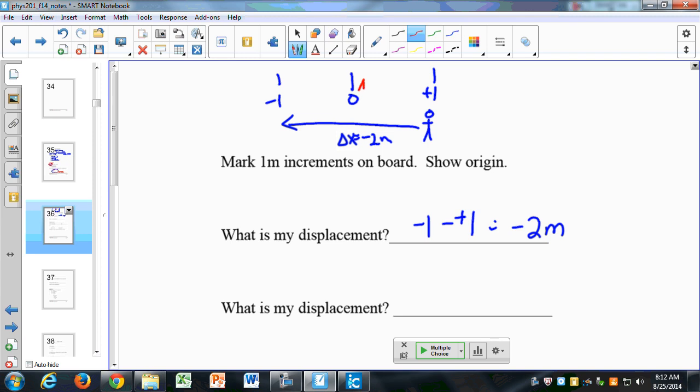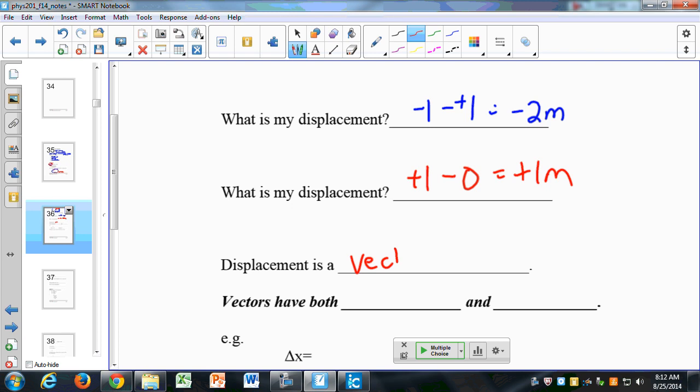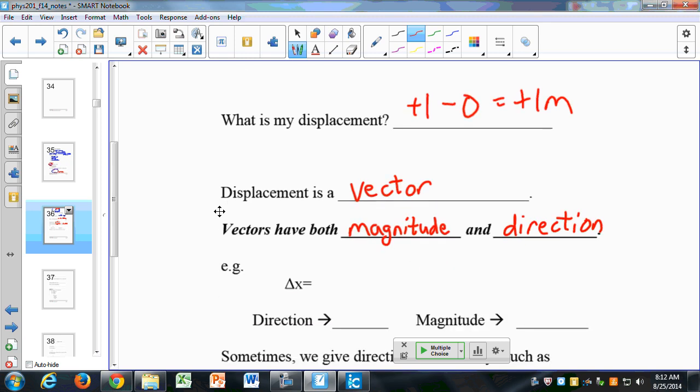But if I start, say, right here and go to there, then my displacement is +1 minus 0, which is +1 meters. So as I said, displacement is a vector quantity, and vectors have both magnitude and direction. In Chapter 3, we'll deal with direction more rigorously, but in this chapter, we're just going to deal with a one-dimensional coordinate system. So our direction is either going to be positive or negative. So in this case, let's say that we had delta x equal to -2 meters. My direction is negative, or in our right-handed coordinate system, left, and my magnitude is 2 meters.